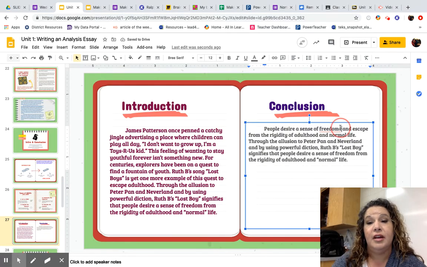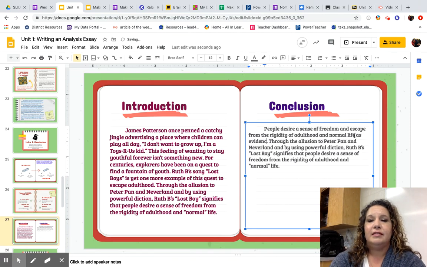As always, check and make sure you spell things correctly. So people desire a sense of freedom and escape from rigidity of adulthood and normal life, as evidenced by the song Lost Boy, through Ruth B's use of allusion and diction.